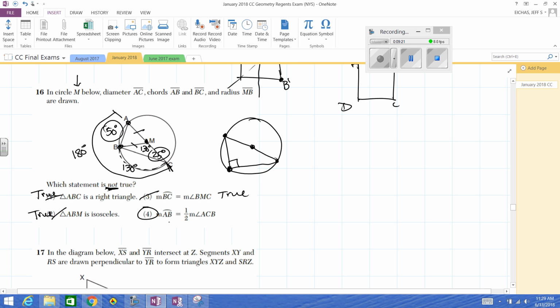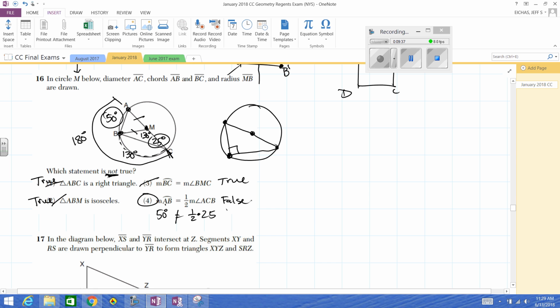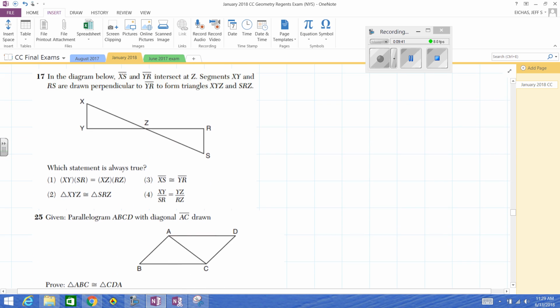Now, did they describe it properly? If you take the measure of the arc, is it half the measure of the angle? No, because that's 50 and half of 25 is not. That's not the same. They got the half of the wrong thing. Okay? So that's why this one's false, which is the one we're looking for. Tough one. Very tough one. All right, number 17.